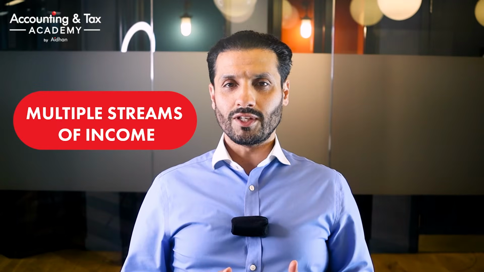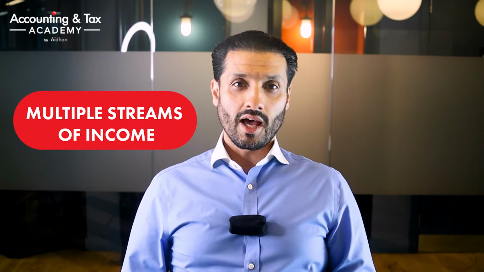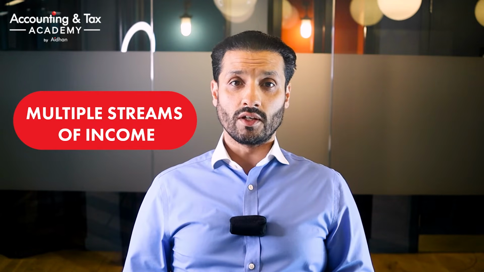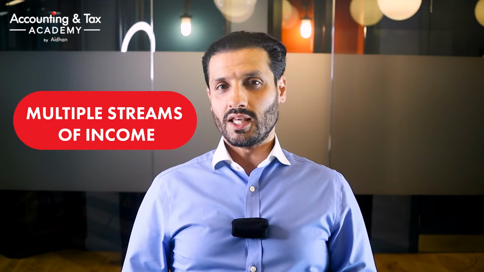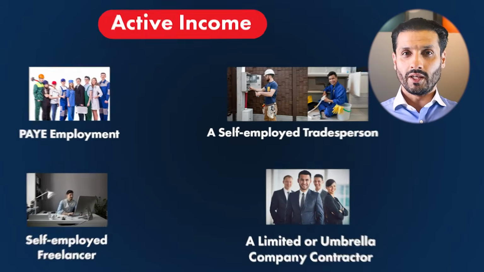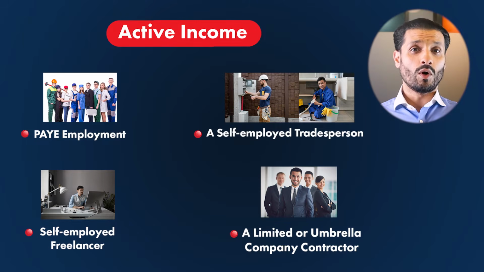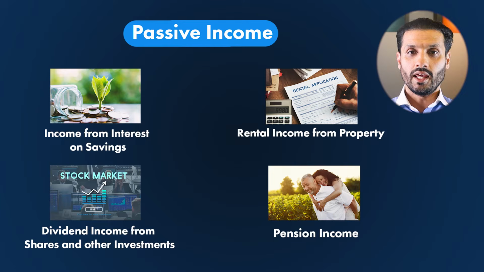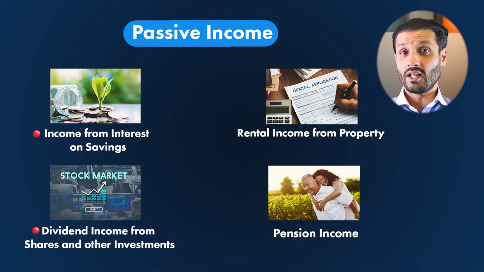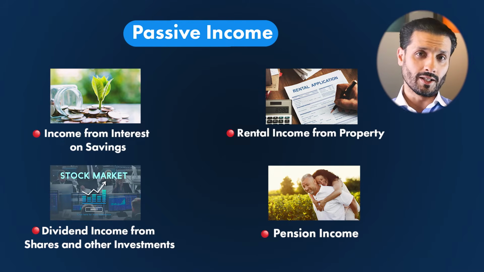Multiple income streams can be generated in a number of ways, and here in the UK, the most common types of income generated in my experience are as follows. Income from PAYE employment, income as a self-employed freelancer, as a self-employed tradesperson like an electrician or plumber for example, income as a limited company or umbrella company contractor by way of dividends in the main. Income from interest on savings, dividend income from investments in shares and other types of investment income, rental income from property, and finally pensions income.